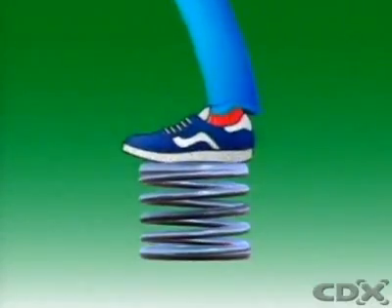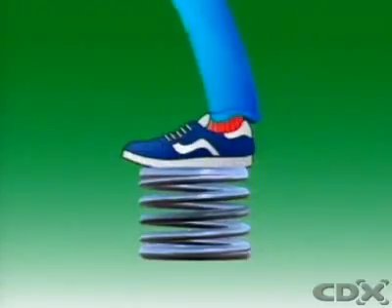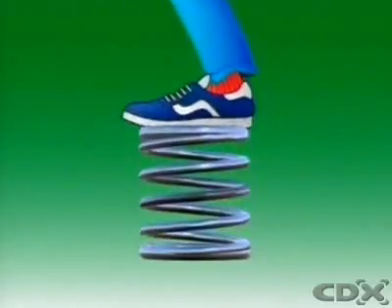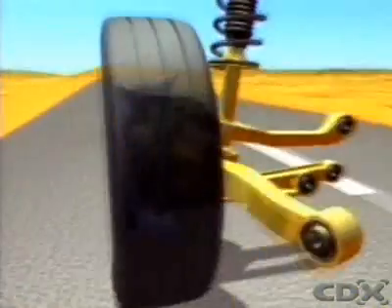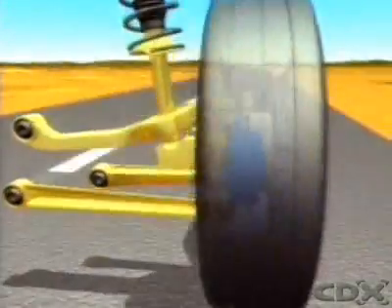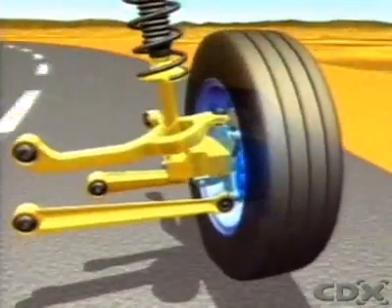Applying a force to this object deforms it. Removing the force lets it return to its original shape. This characteristic is called elasticity. Automotive suspension systems generally use the elastic properties of metals to provide the springing medium.